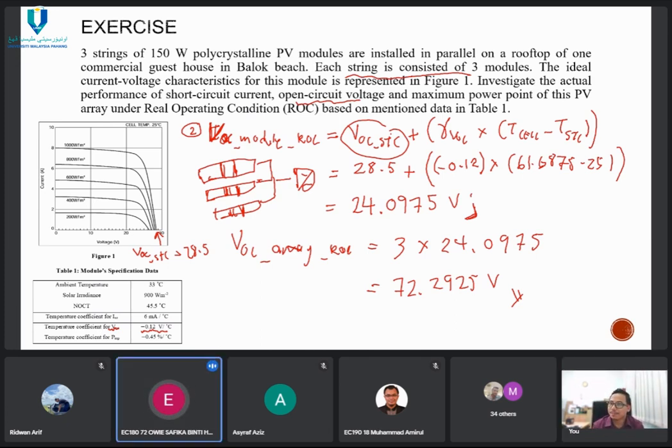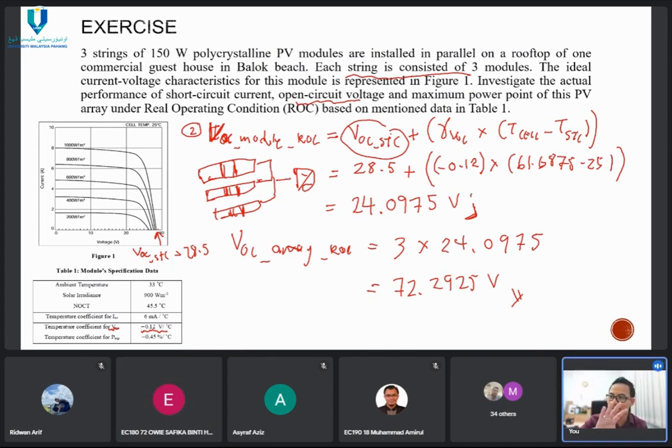Fix lah kan doktor, yang tadi tu value yang untuk STC. Ulang balik. Yang 1000 watt. Okay. Fix. Yes, fix.